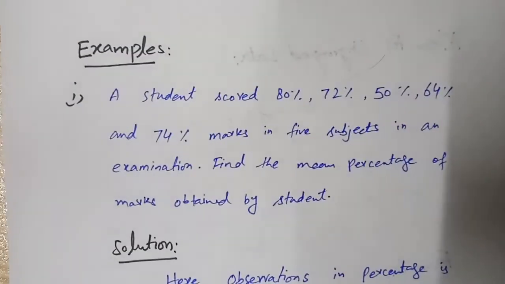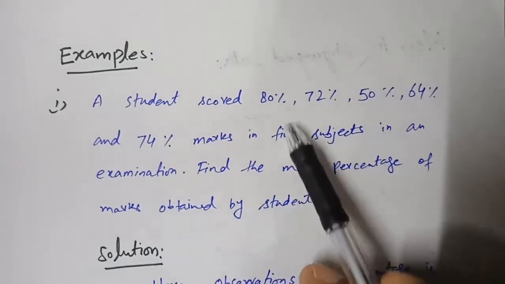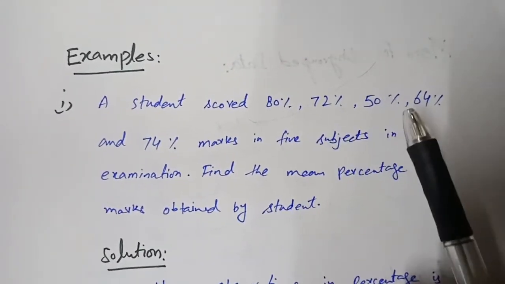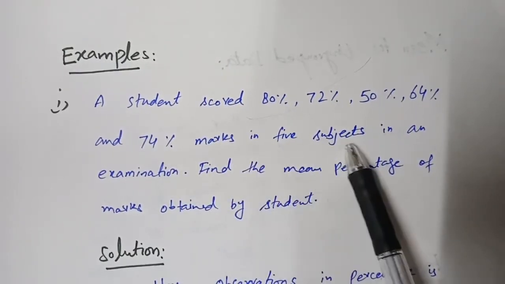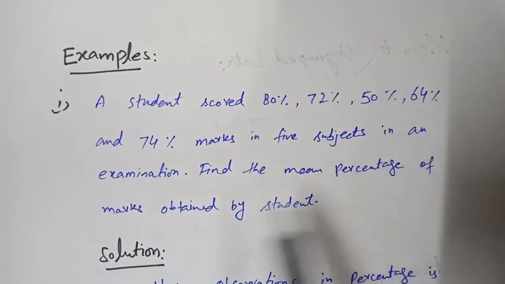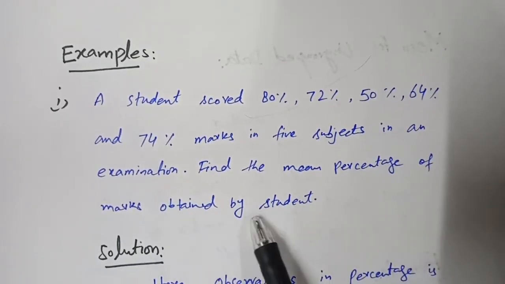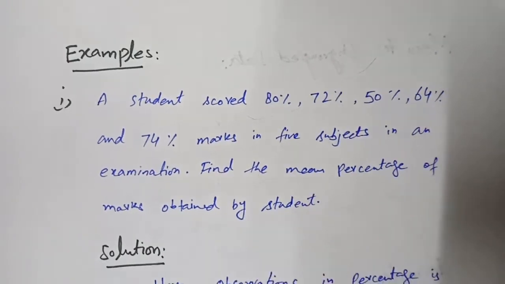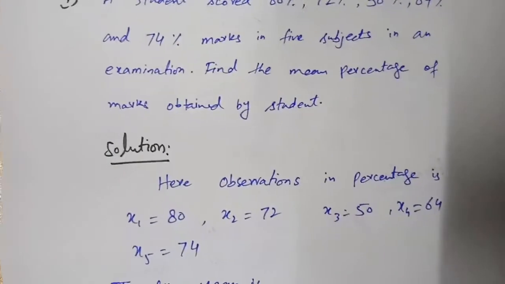Example number 1. A student scored 80%, 72%, 50%, 64% and 74% marks in 5 subjects in an examination. Find the mean percentage of marks obtained by the student. Now he is asking us to find the mean of the data which he gave us. Now here are the observations.